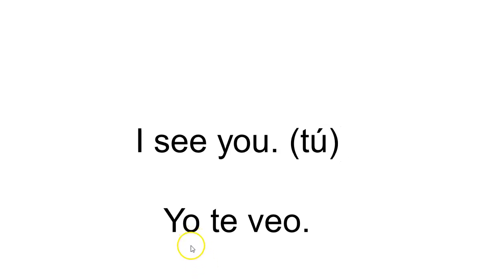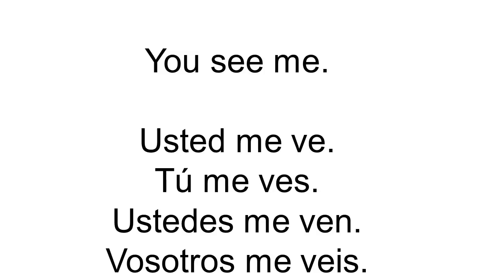And of course, you know that the yo is not necessary. So you might just hear te veo. I see you. You see me. So I didn't specify. You could use any of the words for you. So here are your options. You see me. Usted me ve. Or tú me ves. Ustedes me ven. Vosotros me veis.